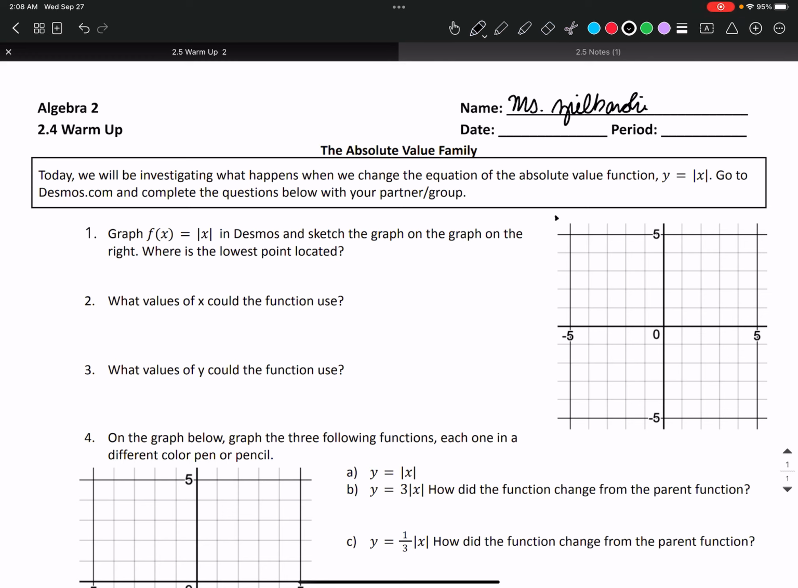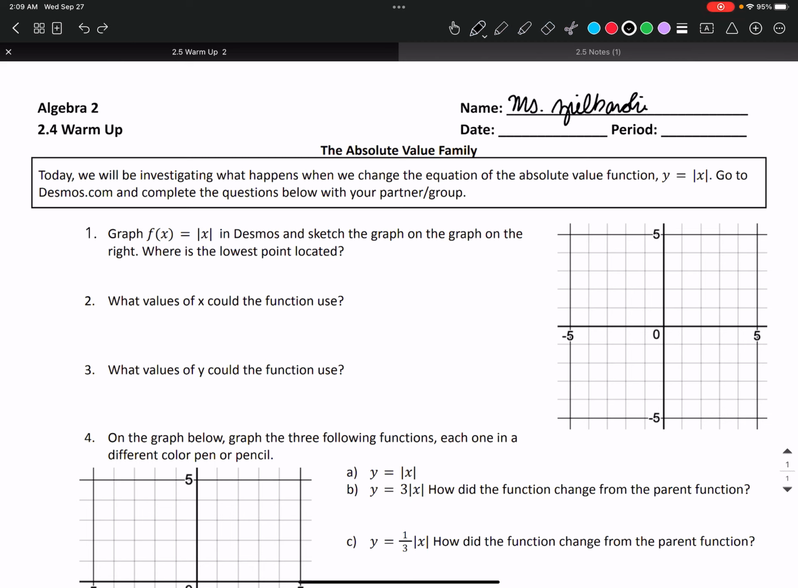In this video, I'm going to talk about the absolute value family. So the first thing that I wanted you to do was graph the parent function for the absolute value family, which is the most basic function of the type. So it just means I have the absolute value of x, and then I might have extra stuff. It just has to have the x inside of absolute value bars.